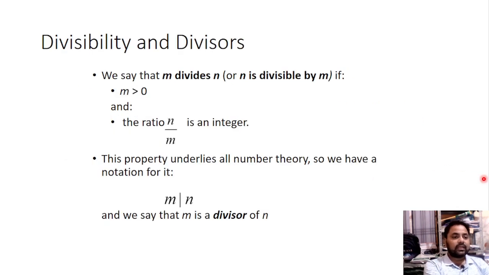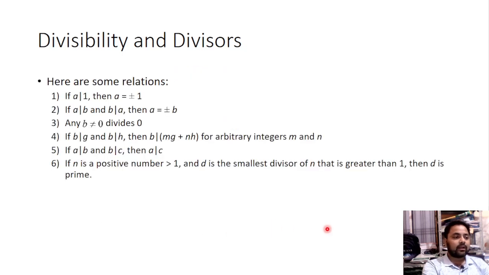Here, divisibility and divisors. We say that m divides n, or n is divisible by m, if m is greater than 0 and the ratio n by m is an integer. This property underlies all number theory, so we have a notation for it: m divides n. We have already seen this, the vertical line. M divides n, and we say that m is a divisor of n, and n is a dividend.